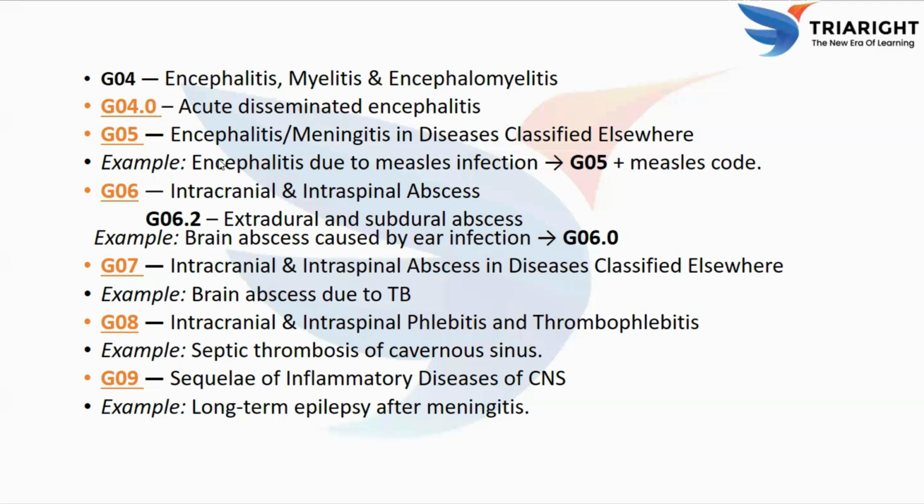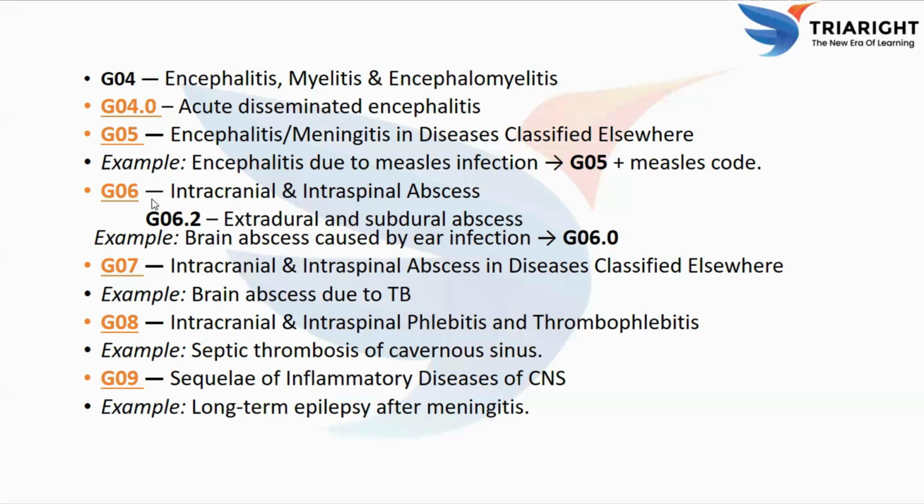So coming to G05, it is encephalitis, myelitis and encephalomyelitis in diseases classified elsewhere. This is used when encephalitis or meningitis happens as part of another disease. For example, this is due to measles infection. You have to code G05 as the primary and then you have to add the measles code B05 as an additional one. Because measles is the main condition causing the encephalitis, right? Measles is the underlying disease, so it causes the inflammation.